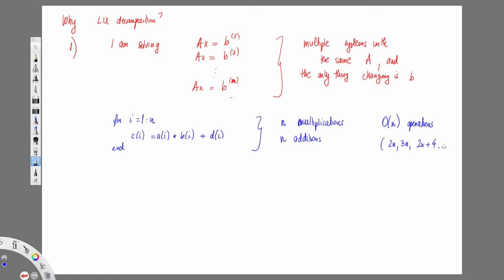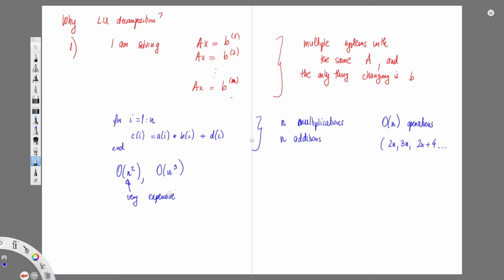What's relevant is that if I increase my problem 10 times, and I have O of N operations, my workload will increase 10 times. But if I have O of N squared operations, my workload increases 100 times. So soon enough, I'm running out of the memory of my computer. So O of N squared and O of N cubed are deemed very expensive.